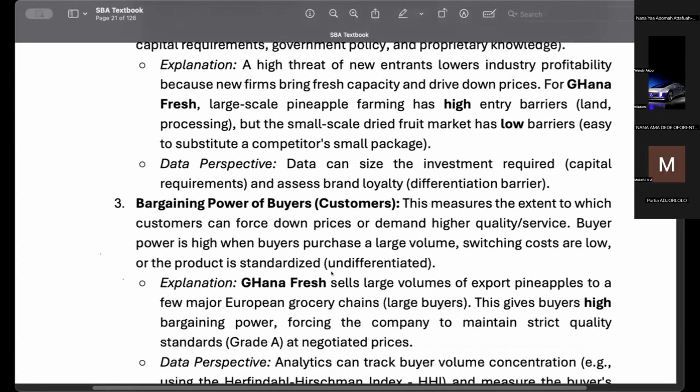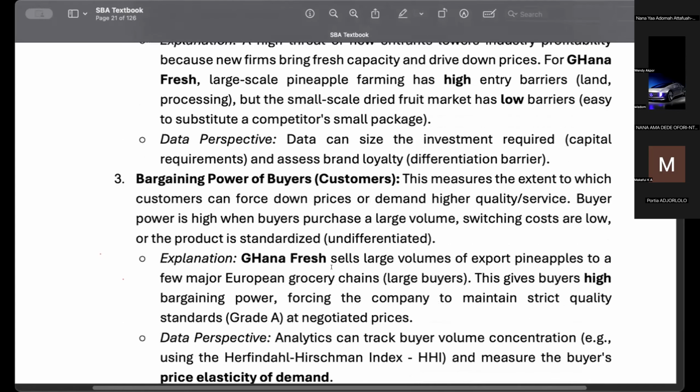Okay, what about bargaining power of customers or buyers? This measures the extent to which customers can force down the prices or demand higher quality service, and this is also true. So the buyer power is high when the buyers purchase a large volume, and switching costs are low, or the product is standardized. What you see here is that there are quite a lot of buyers for a few products, and firms are forced to find a way of building good relationships with the buyers so that they can lock them into doing business with them all the time.